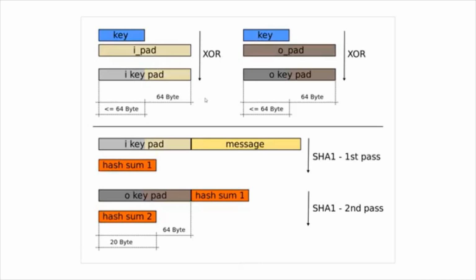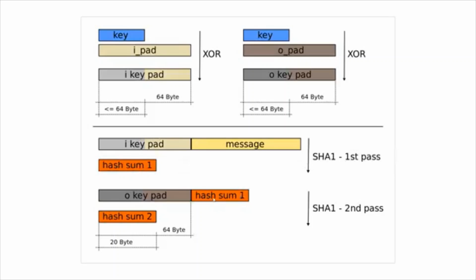So this is how this algorithm works. We calculate the IKeyPad value by taking XOR of key and IPad, and we calculate the OKeyPad value by taking XOR of key and OPad. Then in the next step, we concatenate our message with the IKeyPad and perform the hash function and obtain hash sum 1 in the SHA first pass.